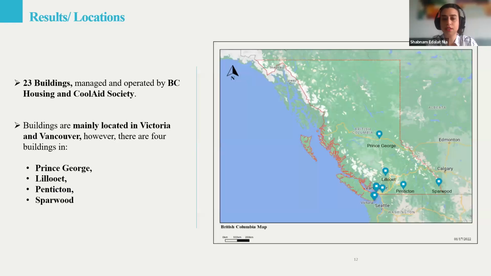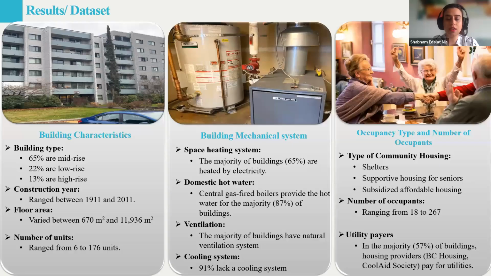As I mentioned, we could get data on 23 buildings managed and operated by BC Housing and Coolidge Society. The majority of buildings are in Victoria and Vancouver, but there are 4 buildings in other parts of BC. These buildings are different in terms of their characteristics, mechanical system, occupancy type, and number of occupants. Based on the data set I developed from these buildings' data, the majority of buildings are mid-rise buildings, which were built between 1971 and 1980.